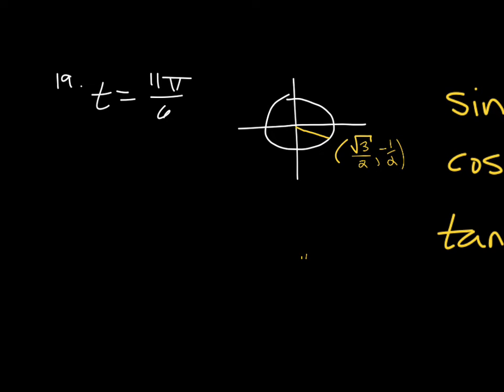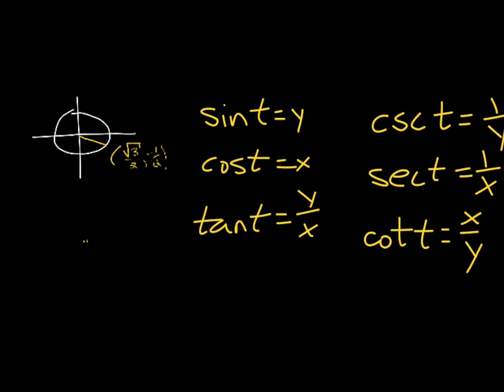So you should be referencing the unit circle that we got together. So that coordinate there is radical 3 over 2, comma, negative 1/2. So the other thing that we need to know is what all of our definitions are. So all of our definitions are right here.